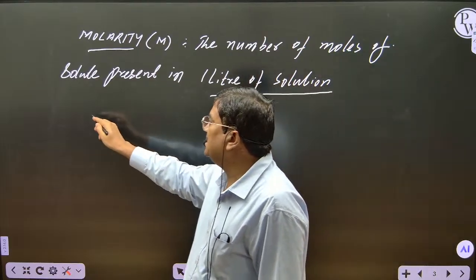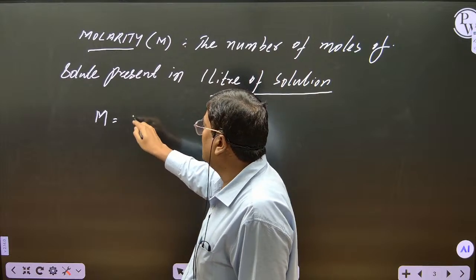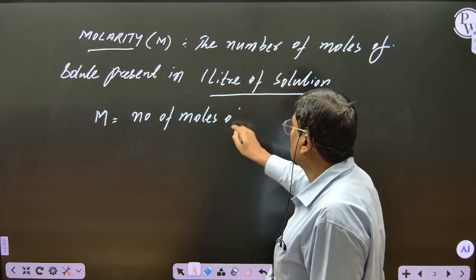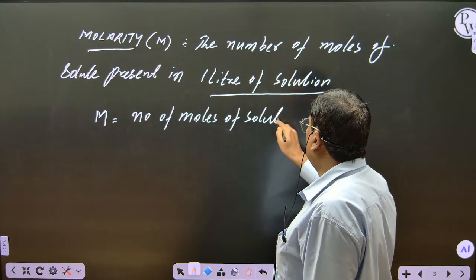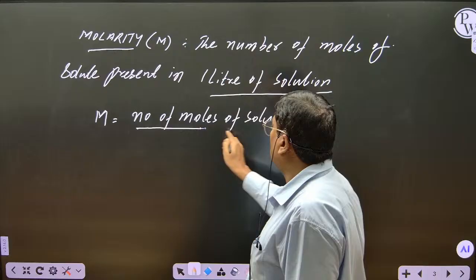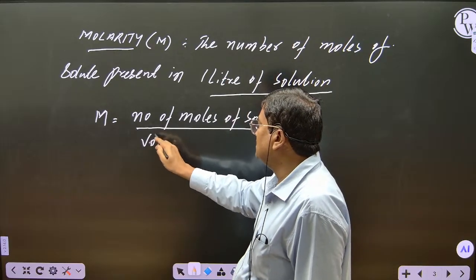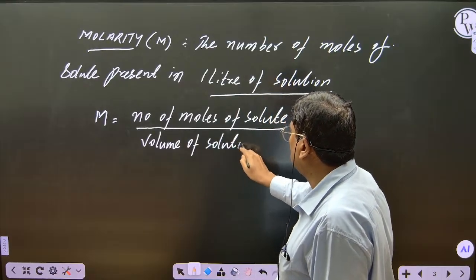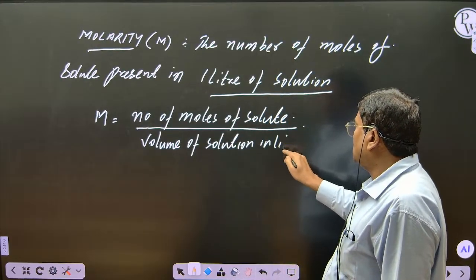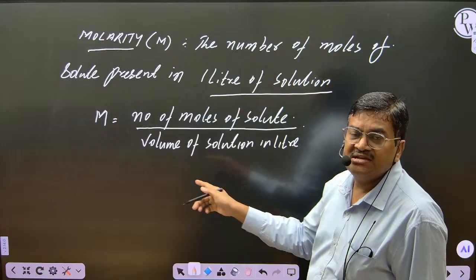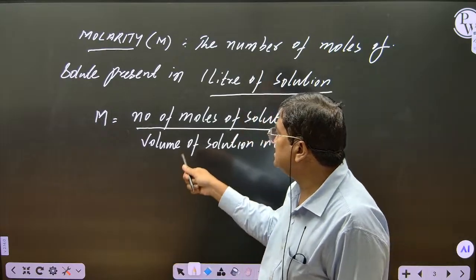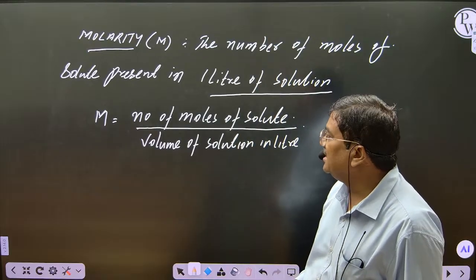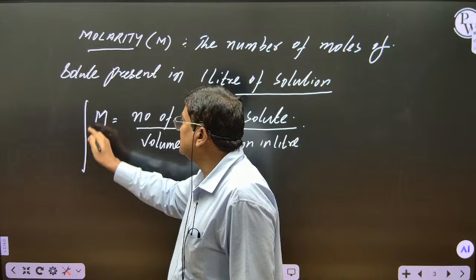This molarity is mathematically shown by number of moles of solute upon volume of solution in liters. So this is the relation for molarity. The molarity is given by number of moles of solute by volume of solution in liter. Place this relation in the box.